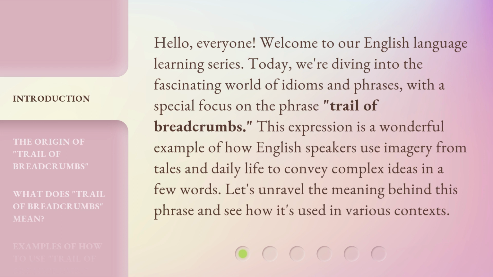Today, we're diving into the fascinating world of idioms and phrases, with a special focus on the phrase, trail of breadcrumbs. This expression is a wonderful example of how English speakers use imagery from tales and daily life to convey complex ideas in a few words. Let's unravel the meaning behind this phrase and see how it's used in various contexts.